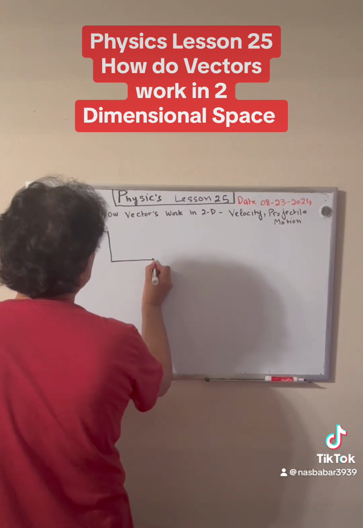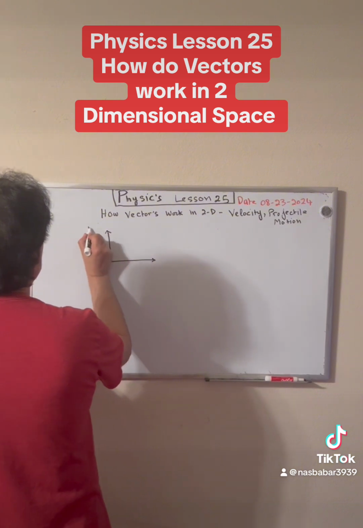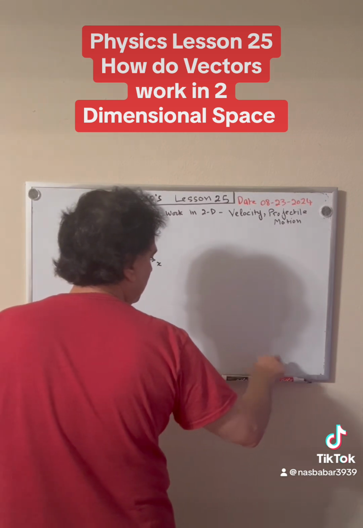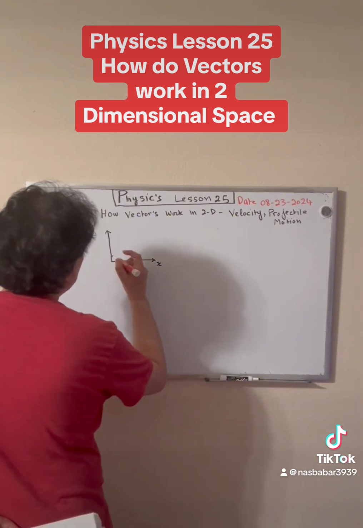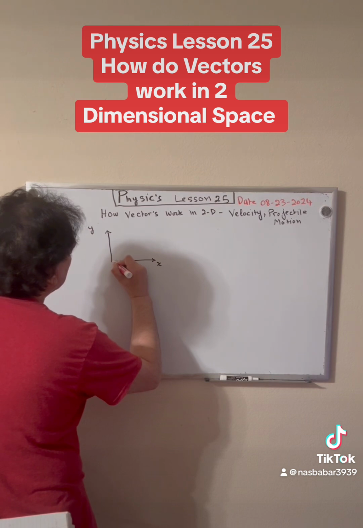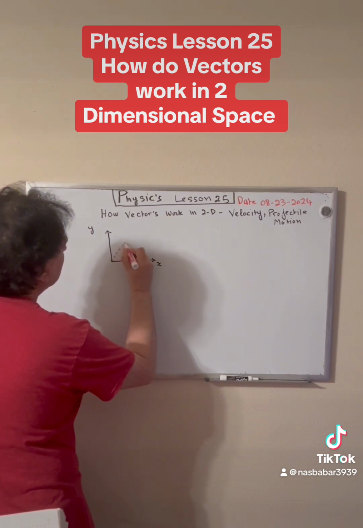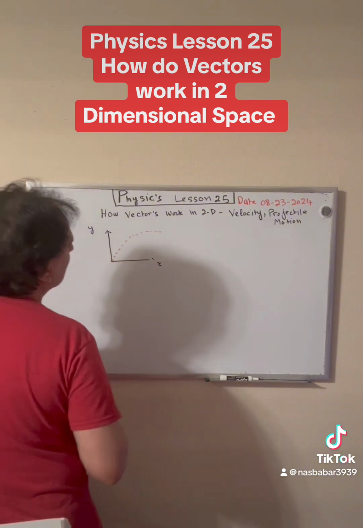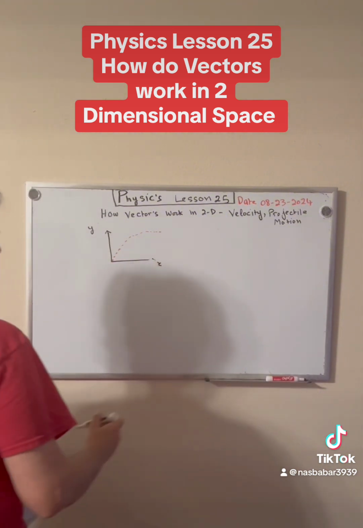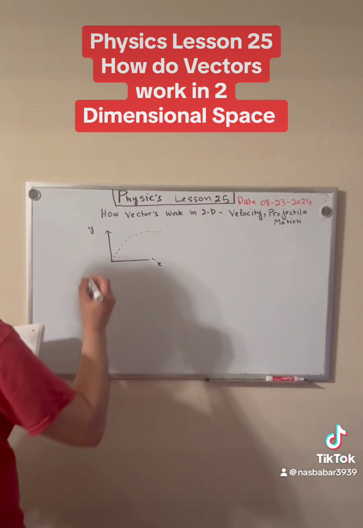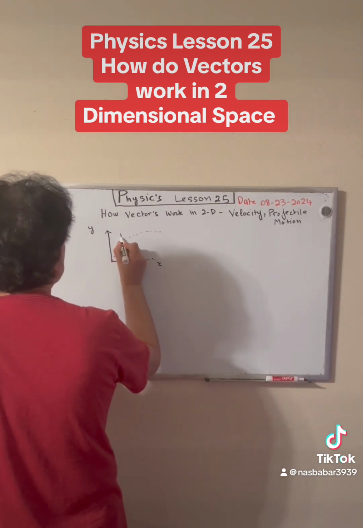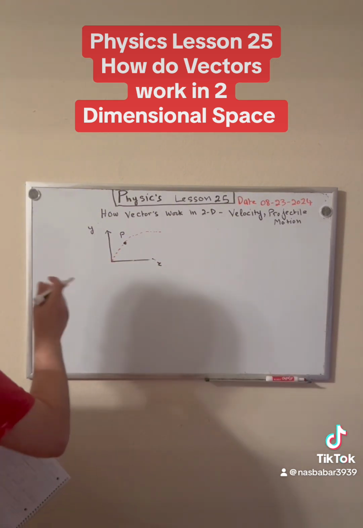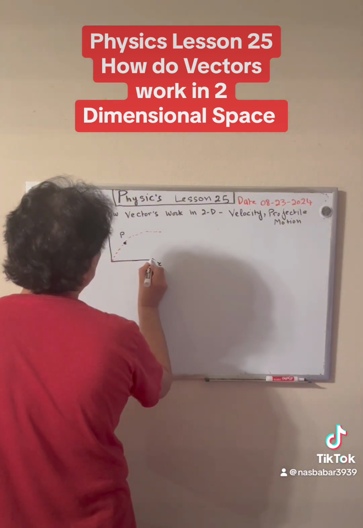So this is basically, you have a y-axis and an x-axis. So this is y, this is x. Let's say you have a curve. I'm going to do my best to draw a good curve. It goes like this, kind of like a parabola shape. Now let's take this as position P. What I want you to do is break this into x and y components.